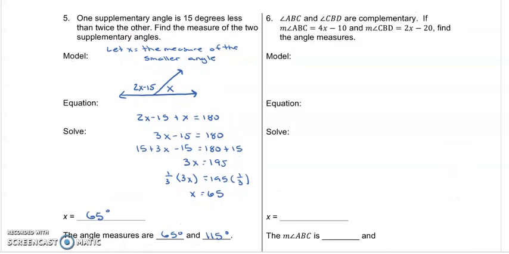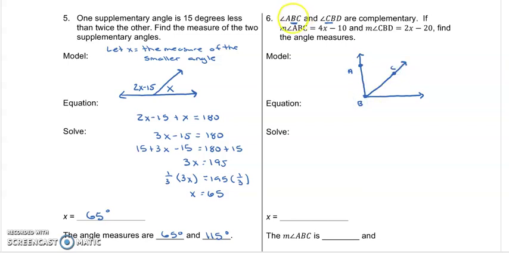All right, number 6. Angle ABC and angle CBD are complementary. And I notice I have a BC and a BC, so they're also adjacent. I can draw them right next to each other. If the measurement of angle ABC equals 4x minus 10, and the measurement of angle CBD equals 2x minus 20, find the angle measures. So they gave me the x's already, so I don't really need a let statement there. But I do know they're complementary, so that means they're going to form a right angle, breaking up into two. And I have A, B, C.